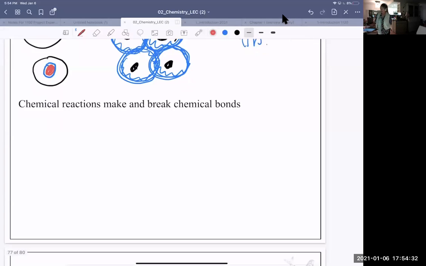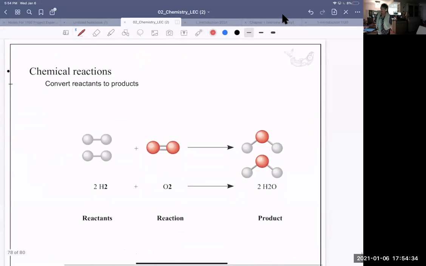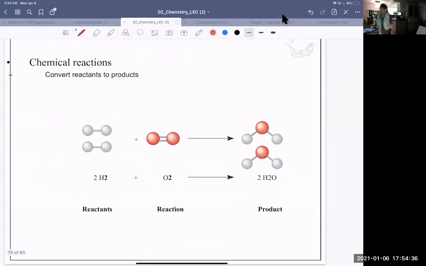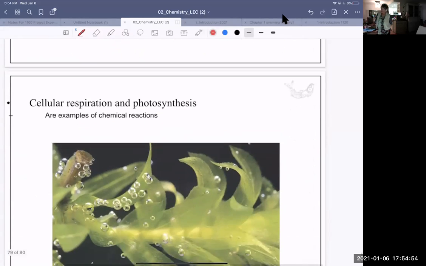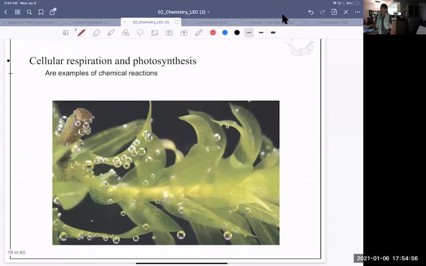Chemical reactions make and break chemical bonds. Reactants, for example, like hydrogen and oxygen. This is the reaction, and this is the product. Chemical reactions we'll get into more when we talk about cellular respiration and photosynthesis.